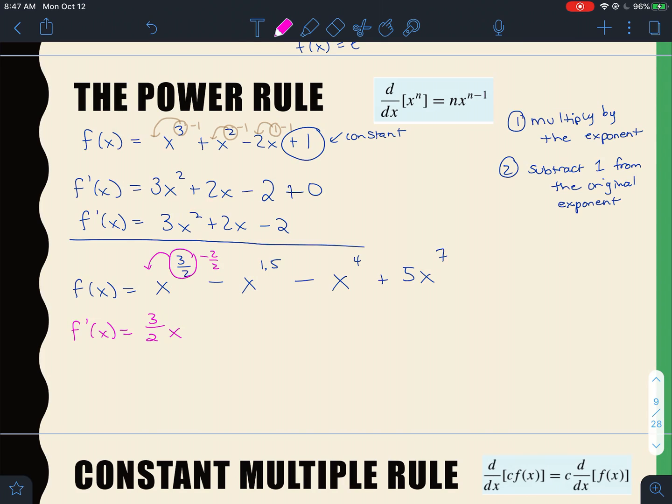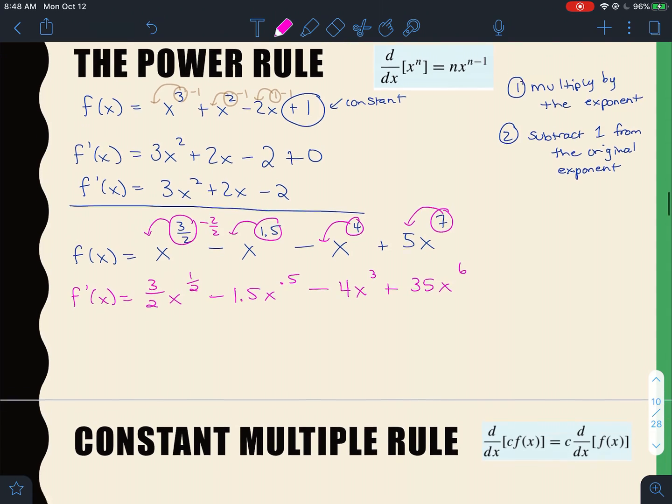If I subtract 1, I'm subtracting 2 over 2 because that's 1. So I'd get 1/2. Then again, multiply by the exponent. So that would be 1.5x, and then subtract 1 to the 0.5. Multiply by the exponent, subtract 1 from the exponent, so it'd be 4x to the third. Multiply by the exponent, subtract 1 from the exponent, that'd be 35x to the 6th. So the power rule again says multiply by the exponent and then subtract 1 from the exponent, as long as the exponent is a real number.